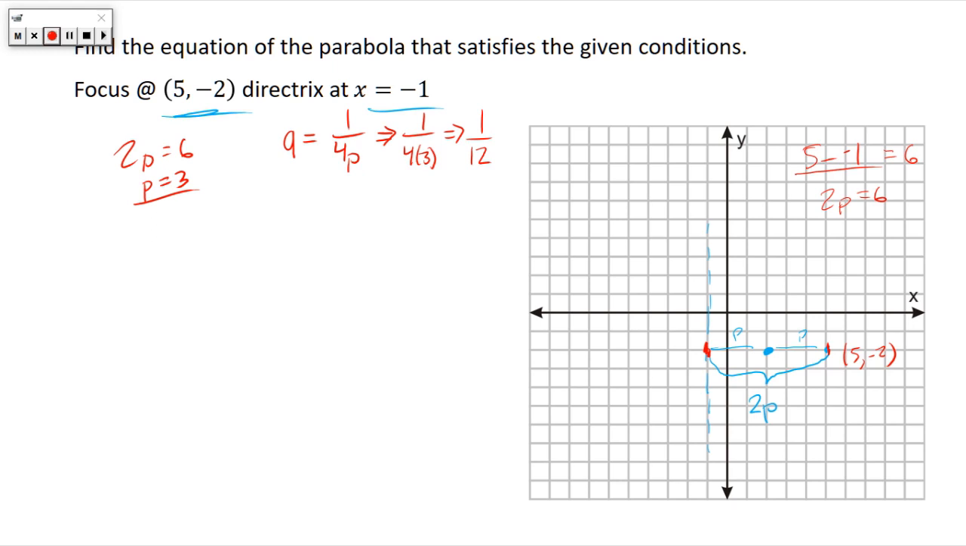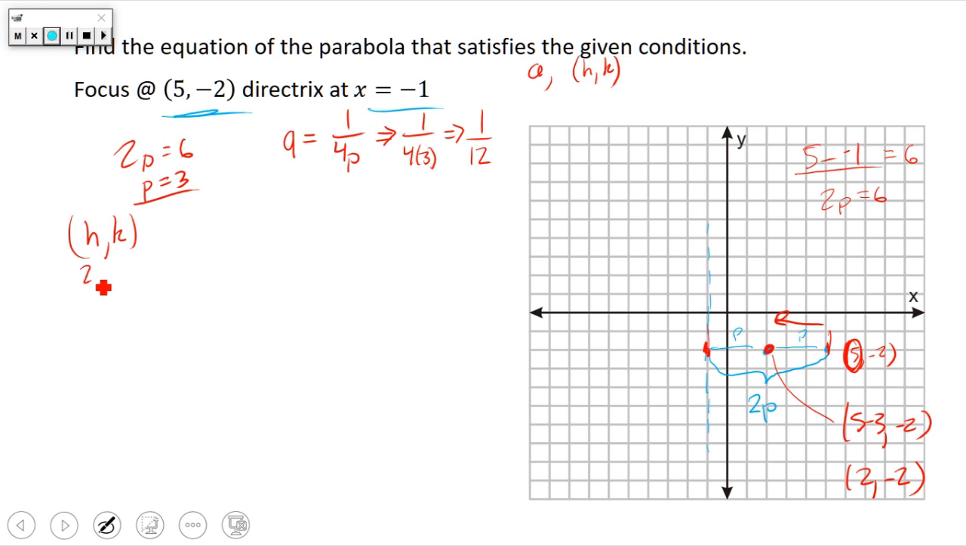So a is going to be 1/12 for this. And now we only need to know the location of the vertex. All we need to write the equation of a parabola is a and hk, which is the vertex. So this point here is the vertex because it's halfway between the directrix and the focus. And if we take this x-coordinate and we go 3 over, the location of the vertex is going to be 5 minus 3, which is 2, negative 2. So that is your hk, right? So to clarify, hk is 2, negative 2, and a is 1/12.